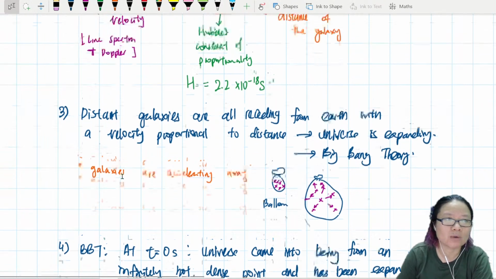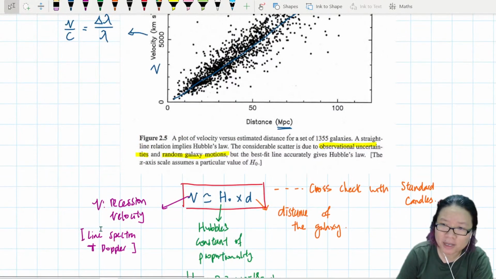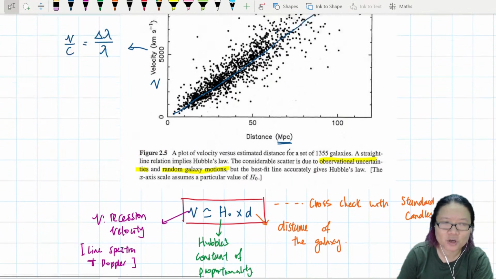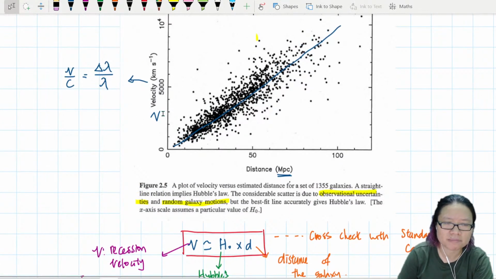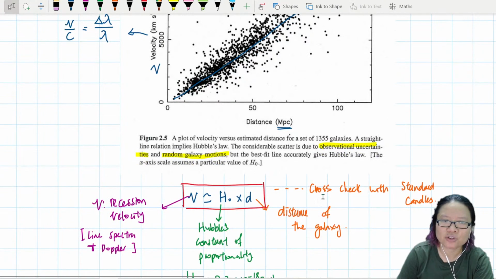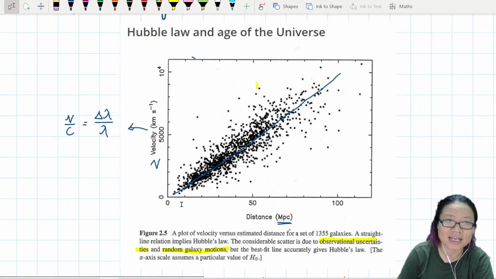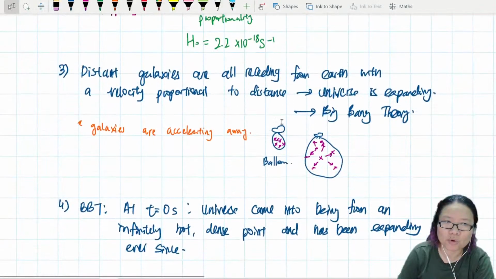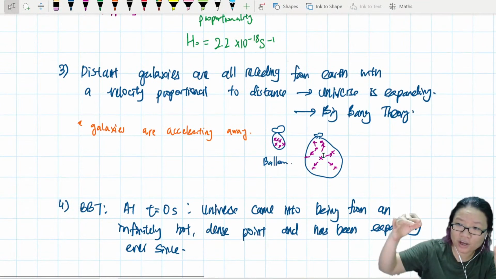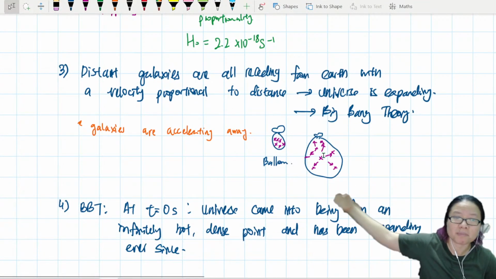So what we know now is, from your line spectrum and Doppler, we can calculate the velocity. And we can actually use standard candles to measure the distance of the galaxy. Using both of these, I get this graph. And I notice the further away the galaxy is, the faster it is running from me. Which means it's like blowing up this balloon. The further away the point is, when you blow some more, it will just push further apart.